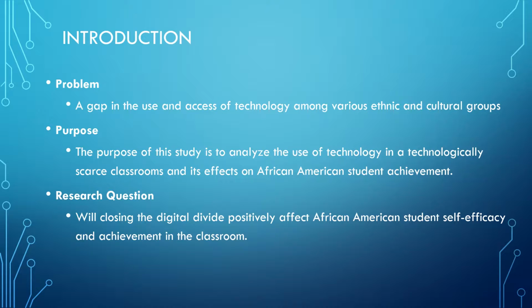The purpose is to study the use of technology in a classroom where technology may not be accessible, or in other words, a technologically scarce classroom, and to see what effect that will have on African American student achievement, as well as their self-efficacy. And for the purpose of this research, a technologically scarce environment is defined as one in which resources, knowledge and skills, or the institution itself, attitudes or beliefs, assessment, or possibly subject culture, prevent the flow and the use of technology. And that is by Hew and Brush 2006.